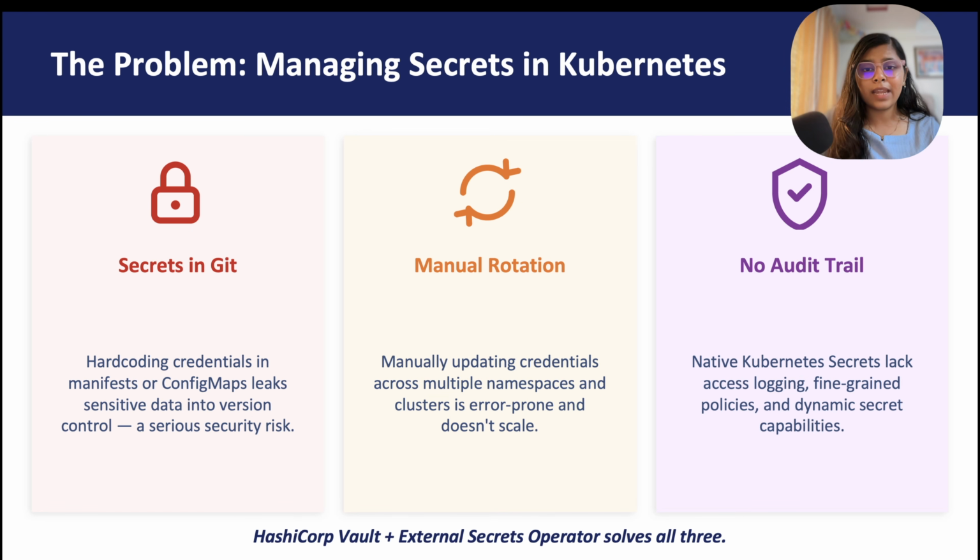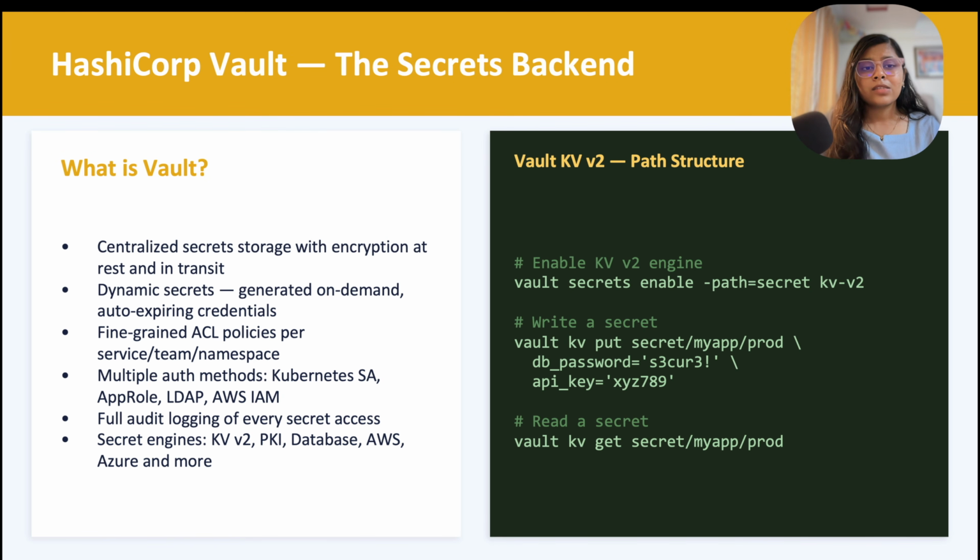Now let's move to the next one. So basically, what is HashiCorp Vault? HashiCorp Vault is a centralized secret storage with encryption at rest as well as in transit, which means that it is nothing but a centralized place where you can store your secrets, which will be in encrypted form in their resting position as well as in transit. Okay, so they are totally secure.